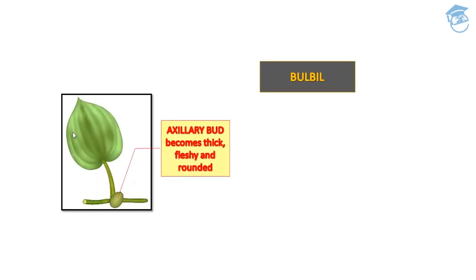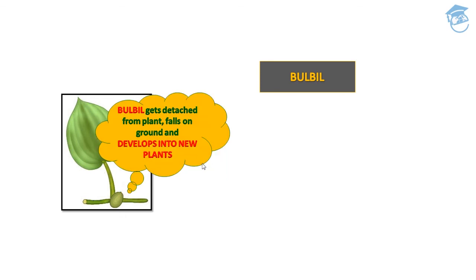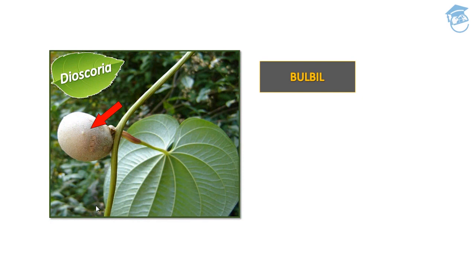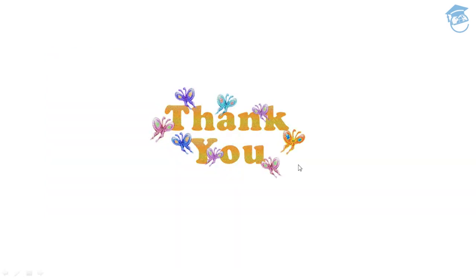Now comes the bulbil. See, this is another aerial modification of a stem. This is an axillary bud that becomes thick, fleshy, and rounded. The bulbil gets detached from the plant and falls on the ground and develops into a new plant. So it has vegetative properties too. It is seen in Dioscorea. So this was all about the stem and the modification of a stem.